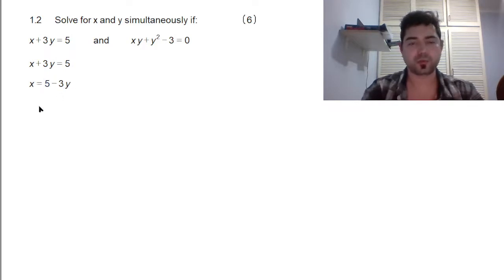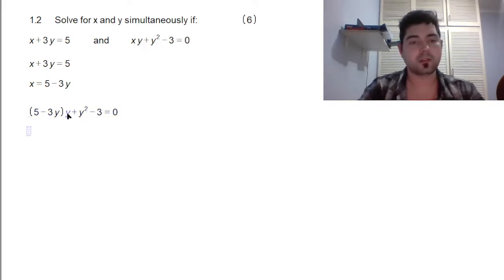So I'm going to move on to the next equation, the quadratic equation. What we're going to do here is rewrite this equation, but filling in x in terms of y. So we're going to have 5 minus 3y there. Okay. And now we have only y's in this equation. If you look at this equation, the x is gone and we only have y's. So we just need to simplify and solve.